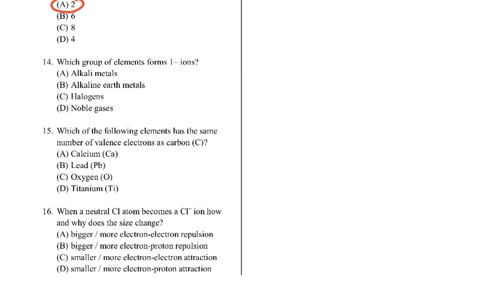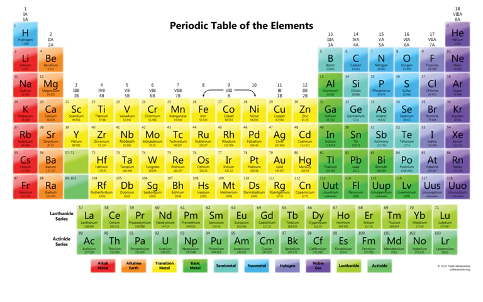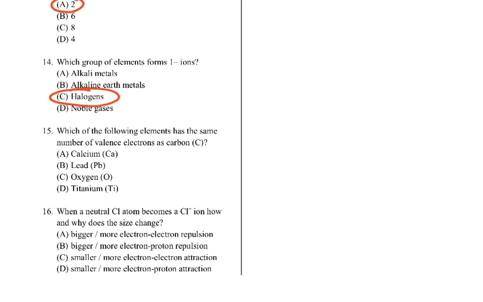Which group of elements form -1 ions? Those are the halogens, if you remember. The halogens are these guys right here, the ones right before the noble gases. They're all going to form -1 ions, because if they gain 1 electron, they'll look like a noble gas.